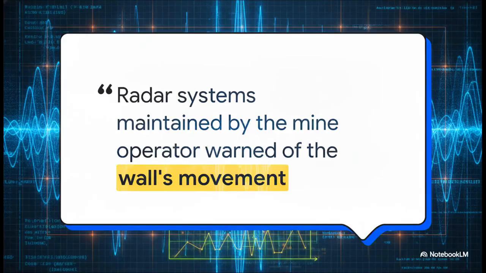But here is the incredible part, captured perfectly in this quote from our source data. Radar systems maintained by the mine operator warned of the wall's movement, preventing the loss of life and limiting the loss of property. Because they had advanced monitoring protocols continuously scanning for microscopic creep and instability, they evacuated the area. 65 million cubic meters of rock fell, and not a single life was lost. It's amazing, right? This brilliantly illustrates that while we absolutely cannot turn off gravity, human ingenuity, monitoring, and geological threat assessments can literally save lives.